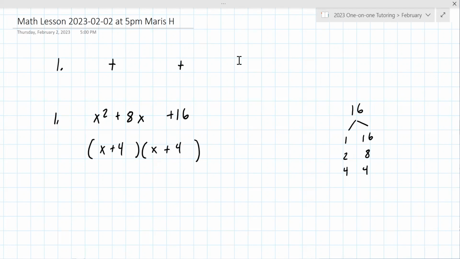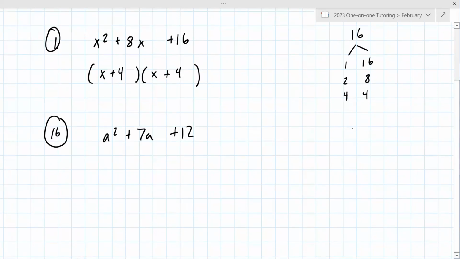All right, so let's look at 16 next. 16 is like number 1. It's a squared plus 7a plus 12. So again, it's the plus plus case. So you're looking for two numbers that multiply to 12 but add to positive 7. They have to multiply to 12. So like 1 and 12, they multiply to 12. But they don't add up to 7. They add up to 13.